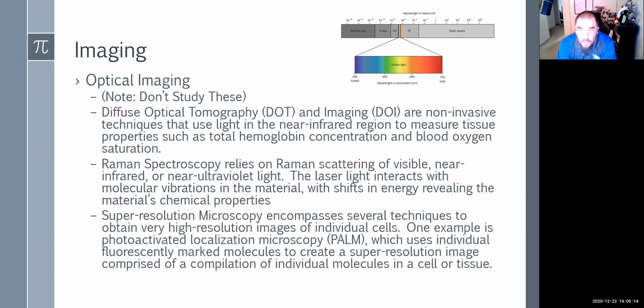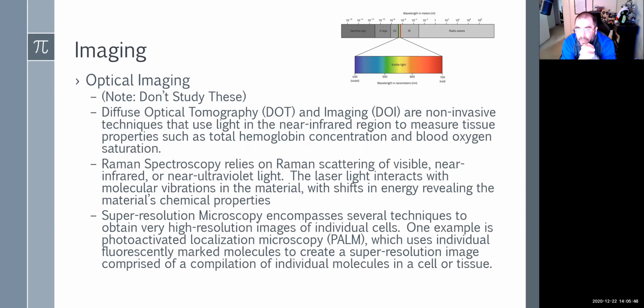DOT, or diffuse optical tomography, and imaging, or DOIA, are non-invasive techniques that use light in the near infrared region, so we're moving to the other end of the spectrum, to detect things such as hemoglobin concentration and blood oxygen saturation. So that little pulse ox device, right, uses DOT technology to determine if you have the right level of oxygen in your blood. Also, something simple like your Apple Watch uses that to detect your heart rate and stuff like that. That little light on the back is using that technique.